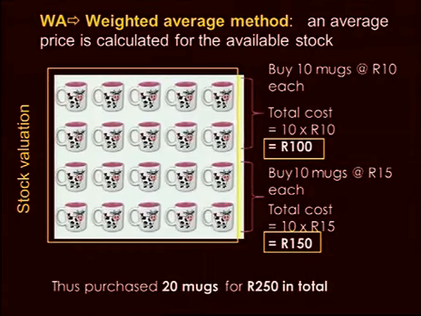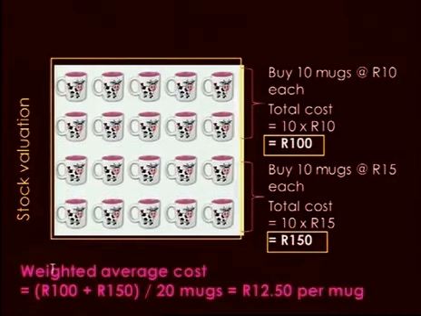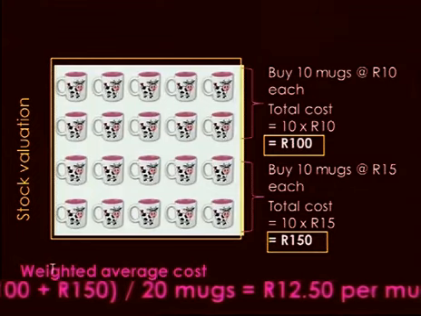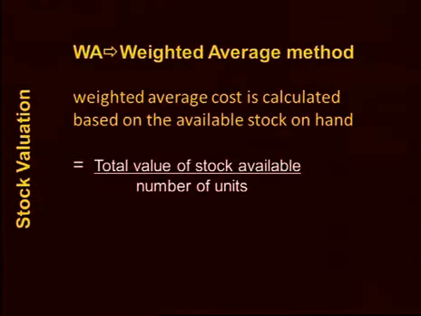This reminds me of when you worked in companies with buying back of shares. Remember, you also worked out an average to get that price of the shares. It's more or less the same thing. You're going to say, well, if I paid 250 Rand in total for the stock that is available to sell, which represents 20 mugs, then it means the average stock is worth 12.50 Rand per mug. Maybe you can copy that or write that down quickly.